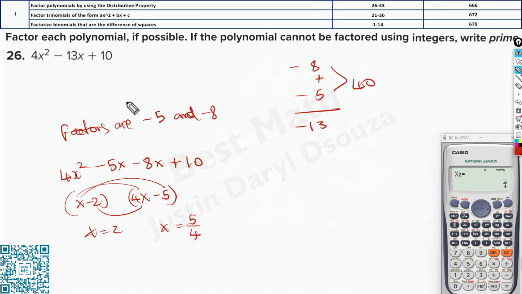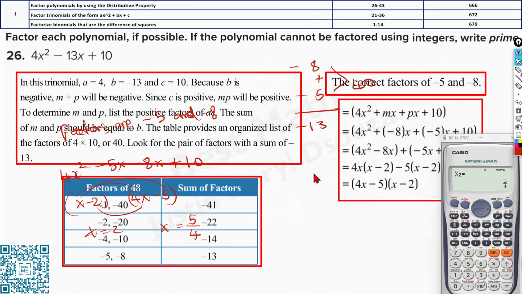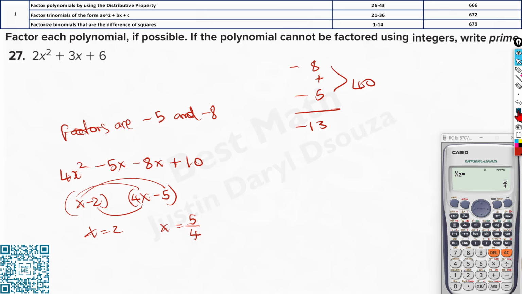Okay, so if you do this much, you are supposed to get full marks. Absolutely, that's the main thing. And that's the answers. What about this one?